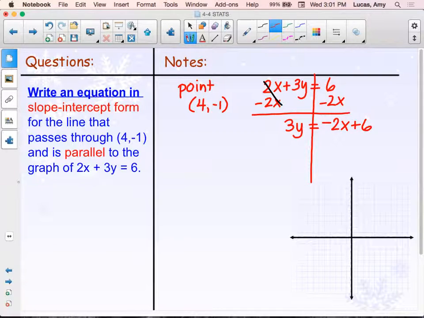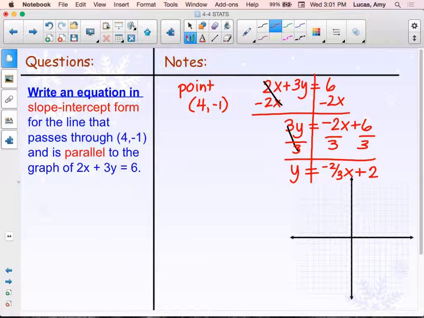Remember to put that in slope-intercept order. So that's why I'm not writing 6 minus 2x. You want the negative 2x and then the positive 6. The next step is to divide everything by 3 because slope-intercept form means y equals, so we have to have the y by itself. My slope is negative 2/3 and my intercept is 2.